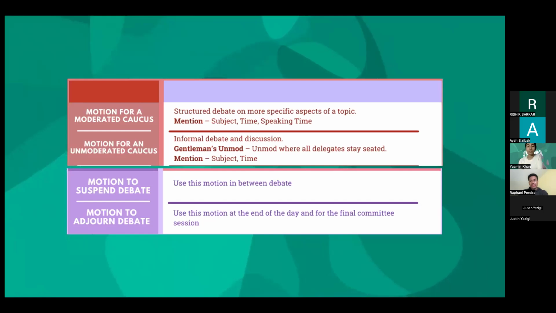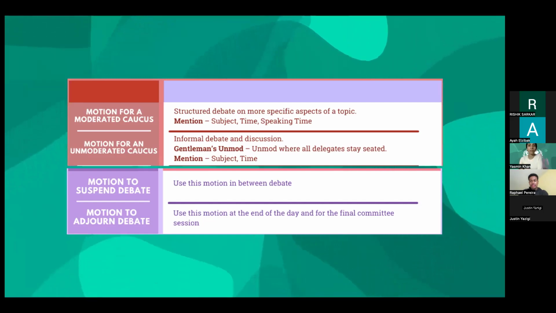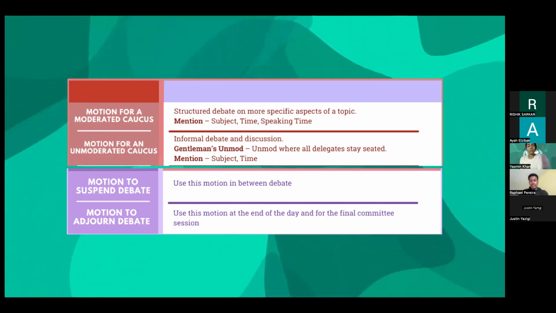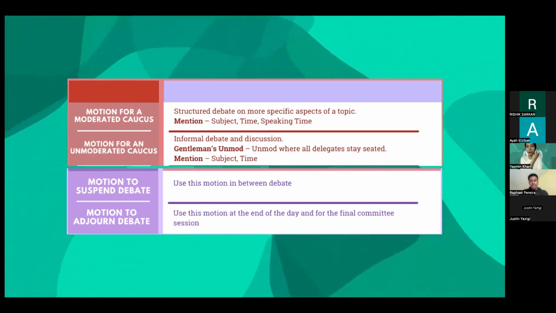So for drills, it's not that we're going to just start discussion out of the blue. I'm going to expect people to motion for discussion now. I'm going to tell you what the topic is, and I expect you to motion for a moderated caucus of that topic, a certain amount of time, and a certain amount of speaking time. Okay? And we'll be your chairs. And that's how we get better. We just keep practicing like that.